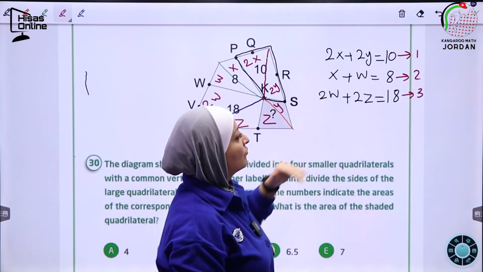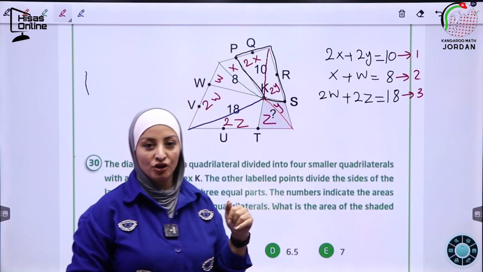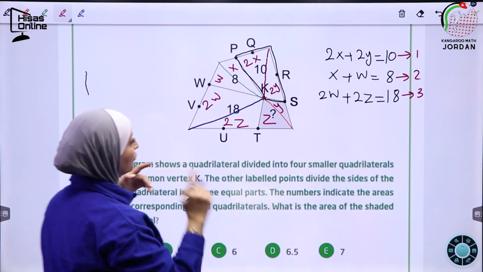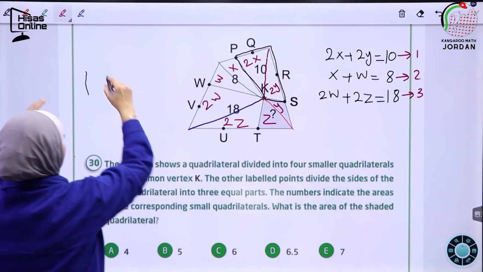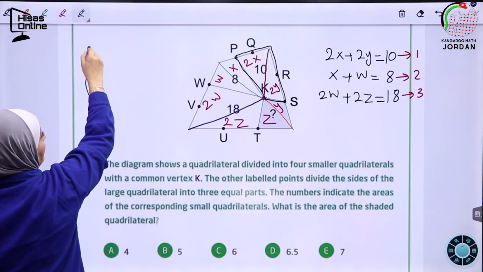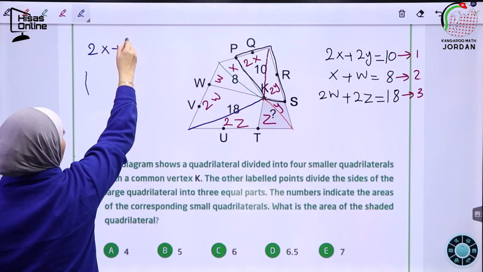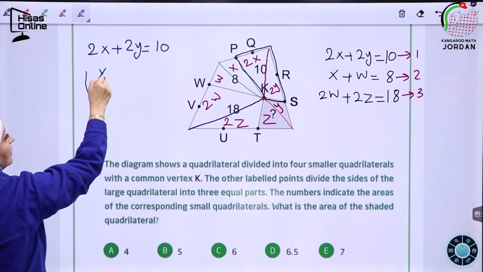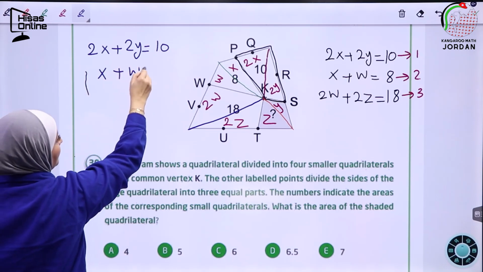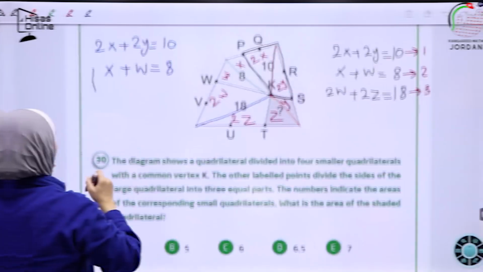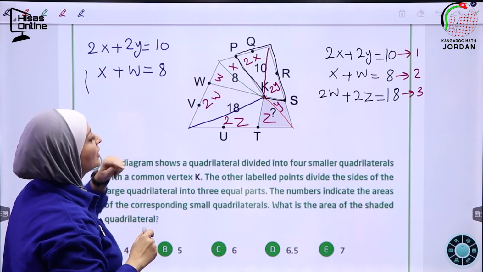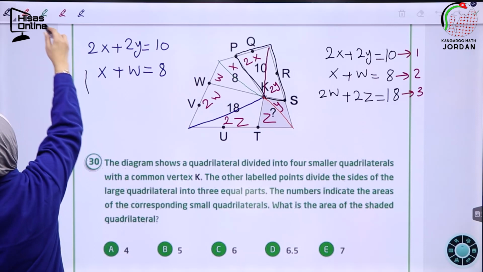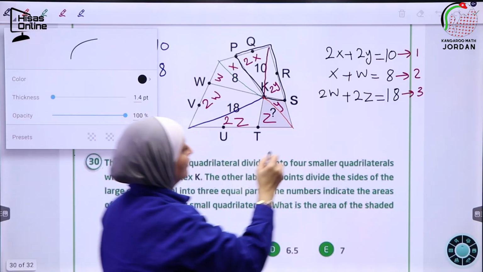Let's take equation number 1 and 2 and use the elimination method in order to figure out one of the variables. So I will rewrite them here. 2x plus 2y equals 10. Here we have x plus w equals 8. I took equation number 1 and equation number 2, and I will use elimination, as we said, in order to have it done.